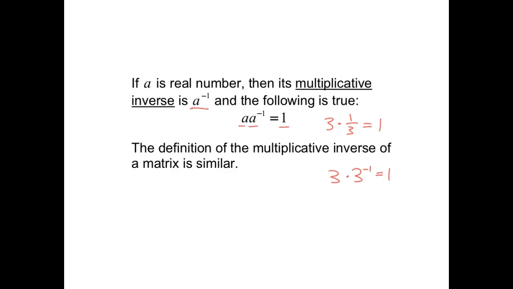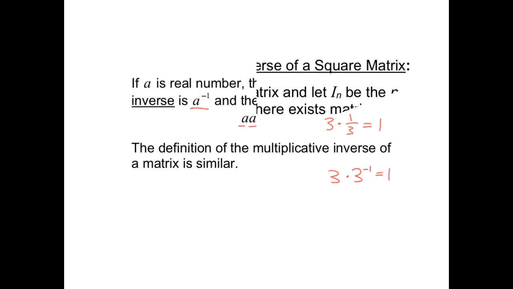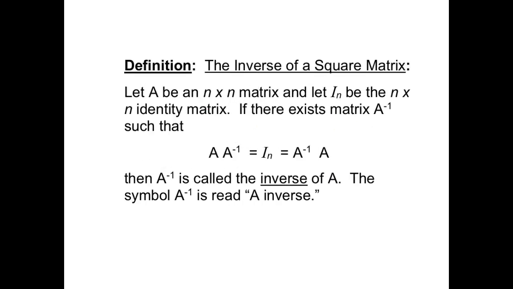So we know that works with real numbers, and the definition for the multiplicative inverse of a matrix is very similar. If I have the inverse of a matrix, then it has to be true that if I multiply my matrix times its inverse, I'll get the identity. And it must be commutative. I need to multiply it in the other order as well. So we call this the inverse matrix of A.